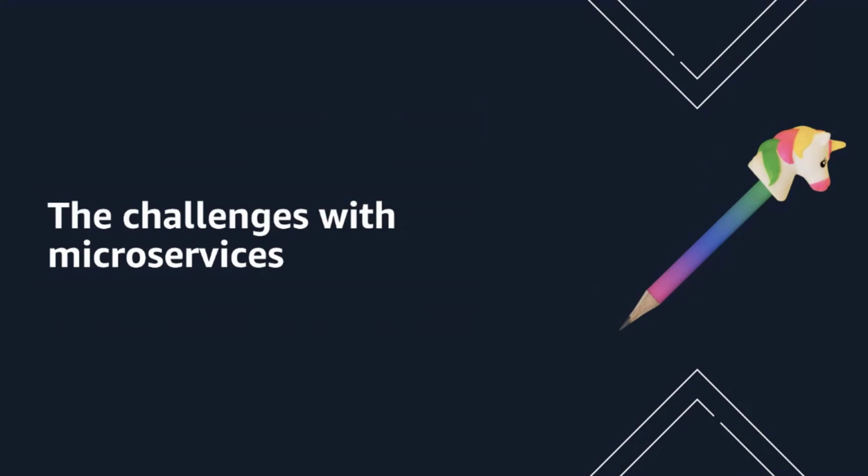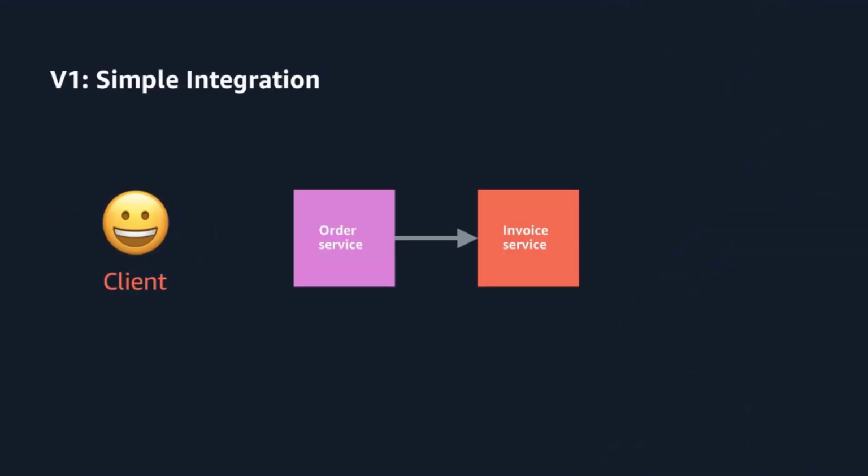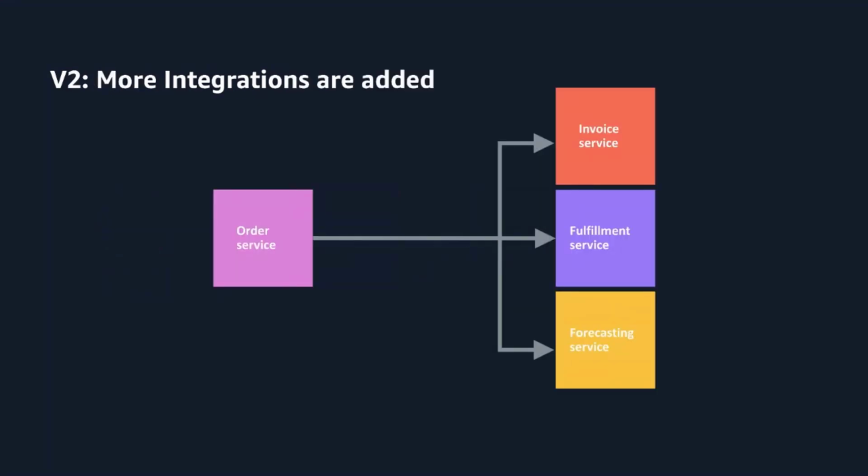So let's go through a quick review of some of the challenges of microservices. So this is a standard synchronous API. We've all written plenty of these. Basically, the client just comes in and says, hey, I want to place an order. The order service sends the request downstream to an invoice service. And if it's successful, it responds back with a success message, confirmation number, etc. Great. So in this initial stage, these are decoupled and everything is super simple.